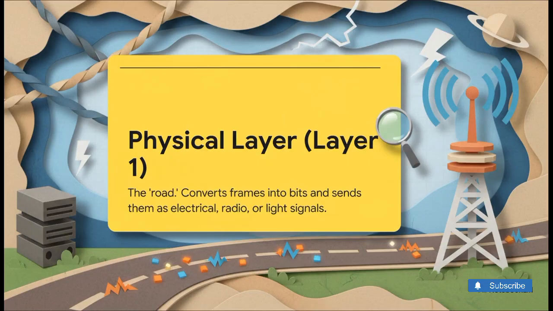And finally, we've reached the bottom, the physical layer. This is where it all gets real. That frame, packed with all our data, gets converted into a stream of ones and zeros, bits, and then into actual physical signals. We're talking electrical pulses down an Ethernet cable, radio waves for Wi-Fi, or little pulses of light for fiber optics. The journey literally begins now.